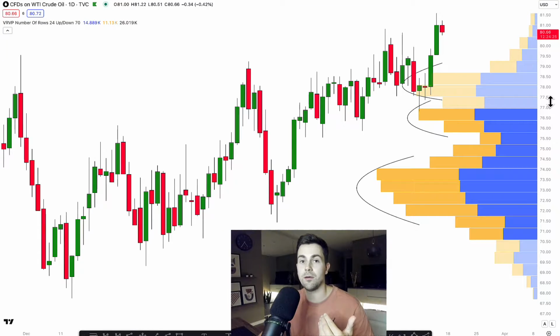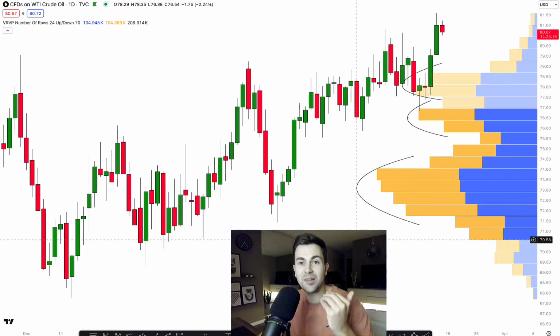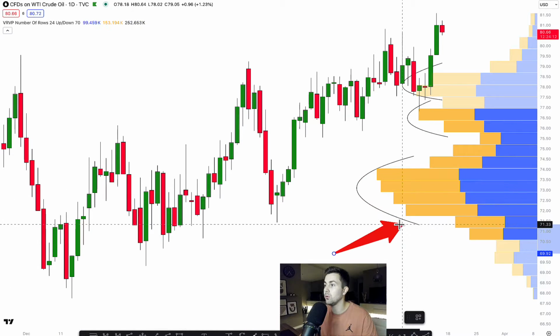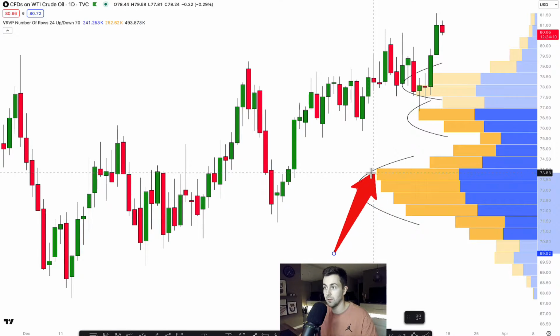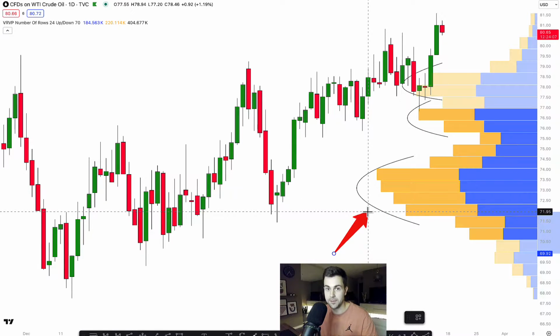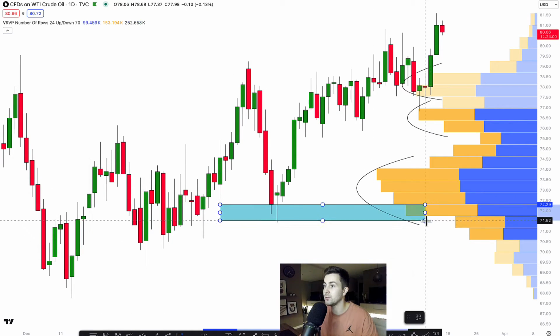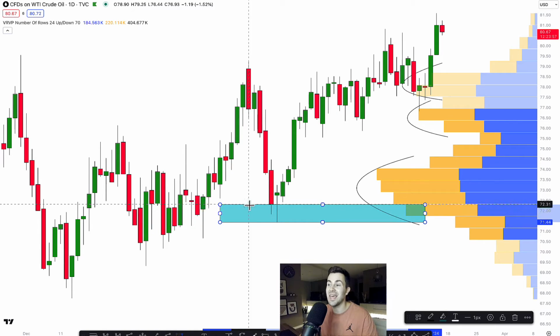After you underline the high volume nodes, you should analyze the price action and look for the historical structures that match with the high volume nodes. For example, you can see that this high volume node is very extended. You can see that we have a lot of price levels within that high volume node. If we analyze the price action, we can spot that we have a historical structure right here. That is the only structure that matches with that high volume node, and we should underline that structure.